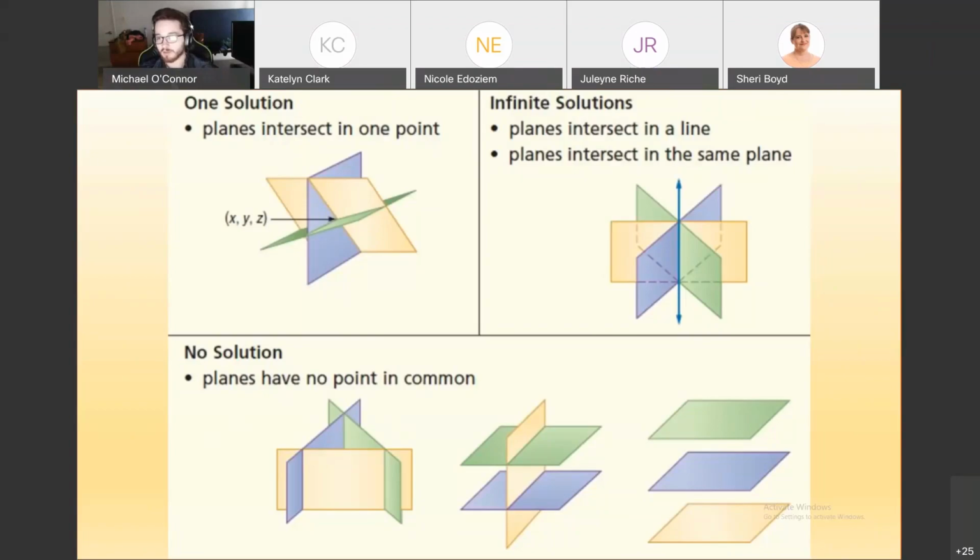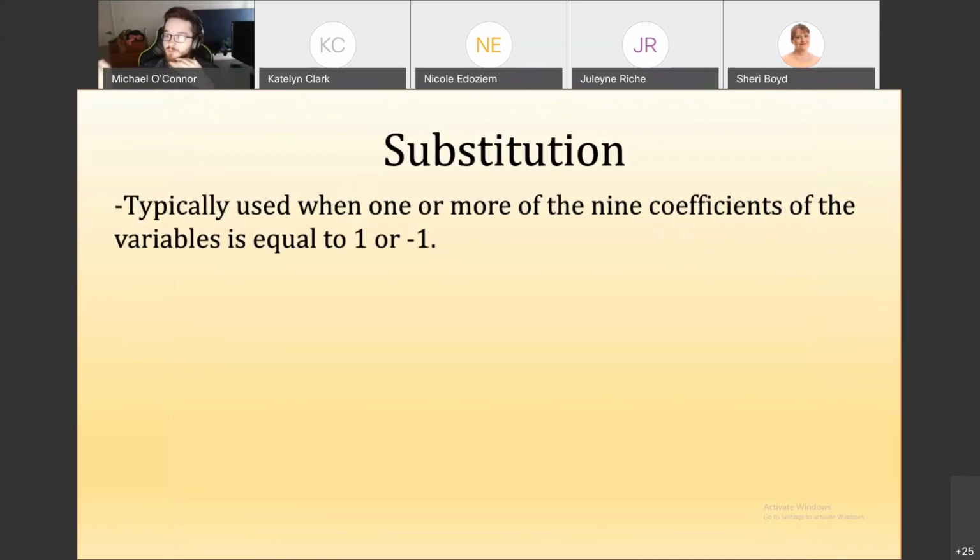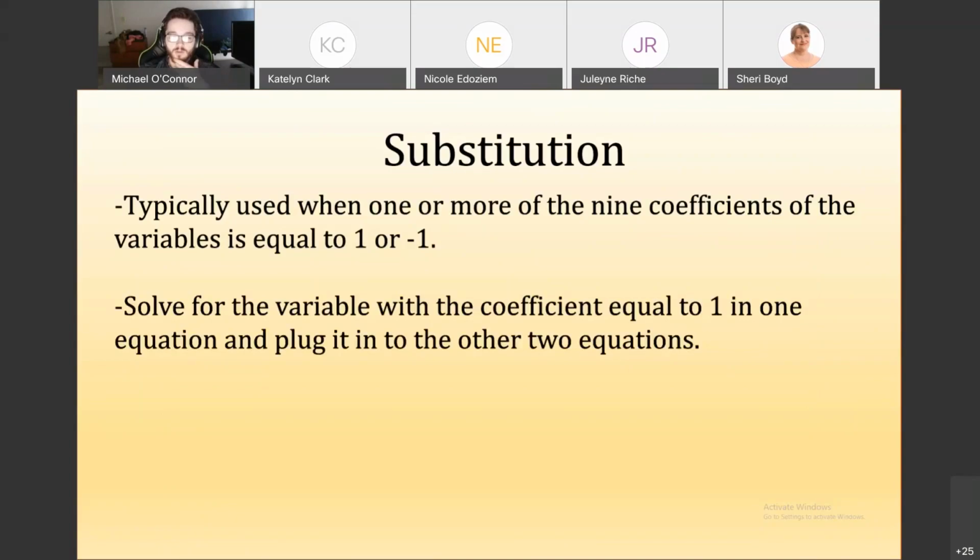And then I'll show you, again, substitution and elimination is how you figure out algebraically how to find these solutions. So with substitution, again, it's typically used when one or more of the now nine coefficients of the variables is equal to one or negative one. The way you do it is solve for the variable with the coefficient equal to one, similar to the other substitution method, and plug it into the other two equations.